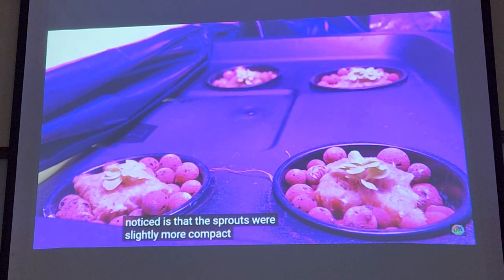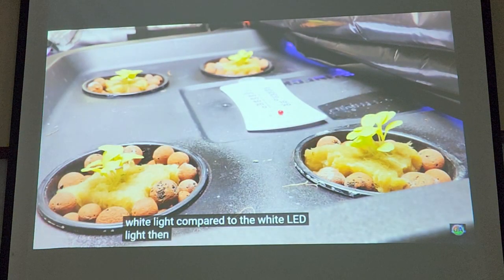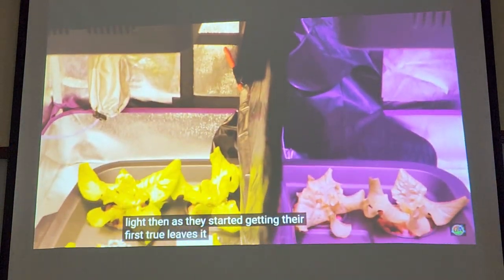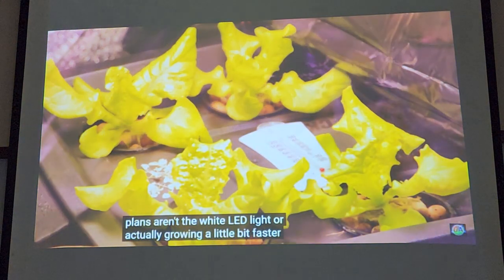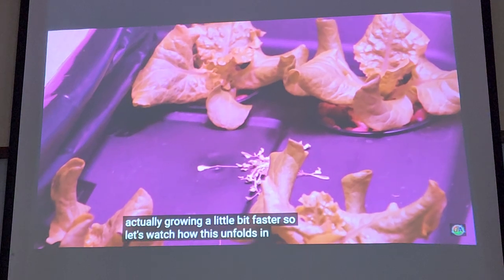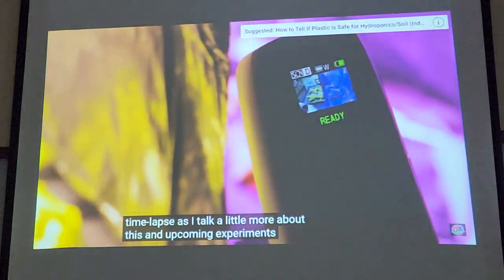Were slightly more compact under the red-blue-white light compared to the white LED light. Then, as they started getting the first true leaves, it seemed as if the plants under the white LED light were actually growing a little bit faster. So let's watch how this unfolds in this time-lapse as I talk a little more about this and upcoming experiments.